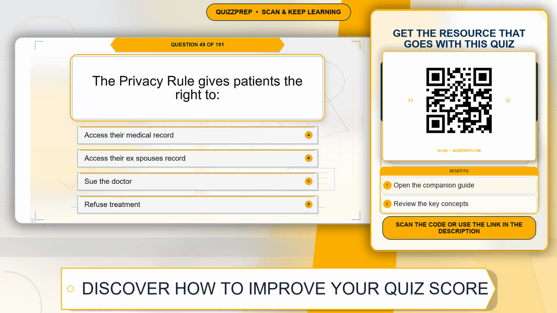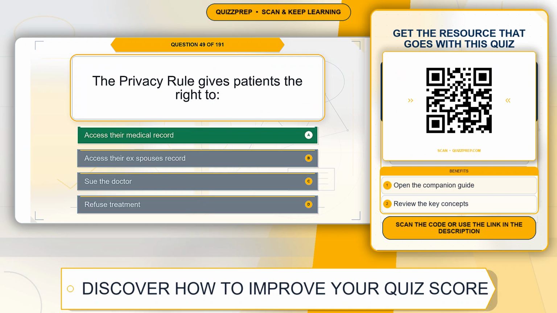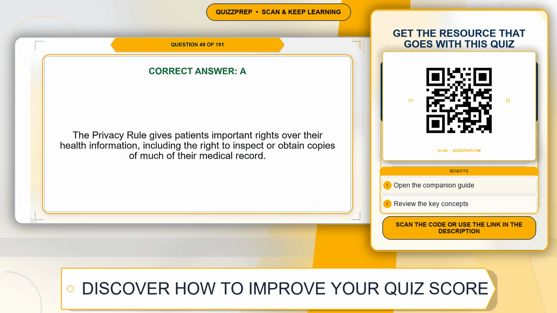Question 49. The privacy rule gives patients the right to option A, access their medical record. Option B, access their ex-spouse's record. Option C, sue the doctor. Option D, refuse treatment. The correct answer is option A, access their medical record. Explanation. The privacy rule gives patients important rights over their health information, including the right to inspect or obtain copies of much of their medical record.